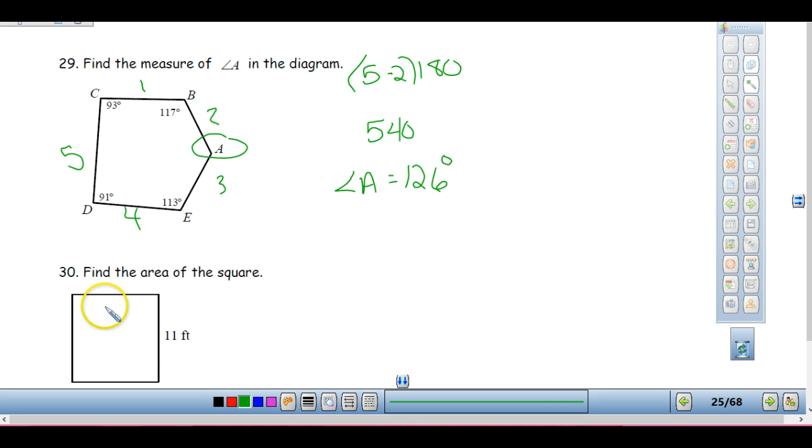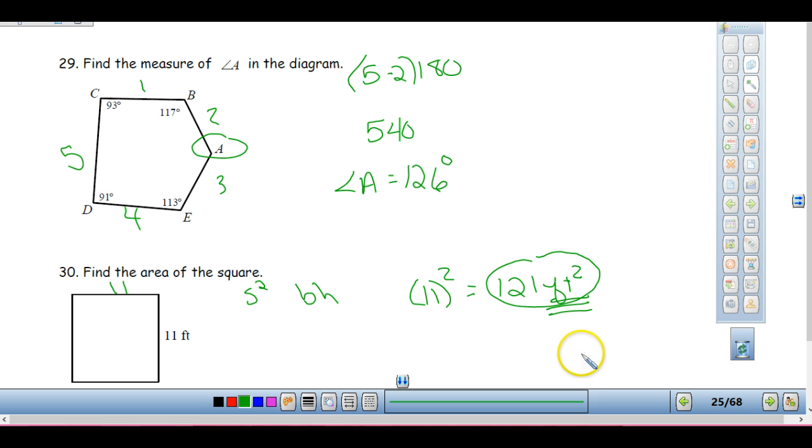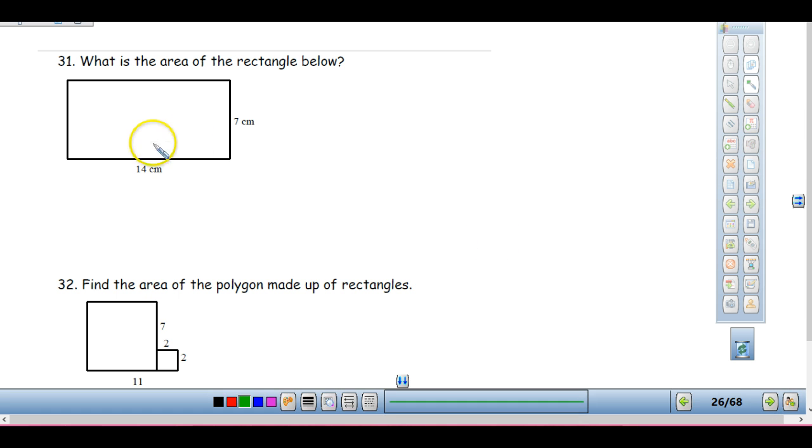Okay, area of a square. Remember that we can either take side squared for a square, or we can go base times height. Since it's a square, if this side's 11, this side's going to be 11, so 11 squared, or 11 times 11, we end up with 121 feet squared. Okay, remember, your label is feet squared when we are finding the area of figures. Okay, so now we've got a rectangle, base times height, so 14 times 7 is going to give us 98 centimeters squared. Don't forget to label your answer.